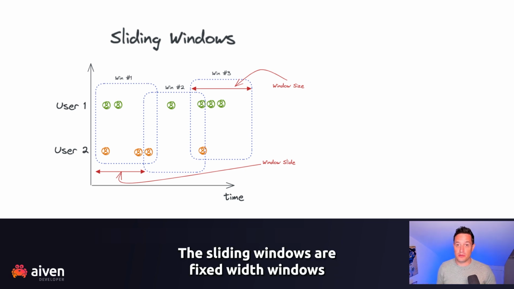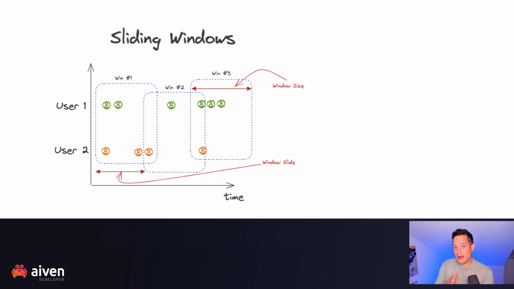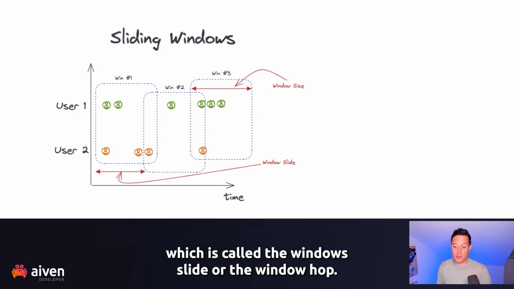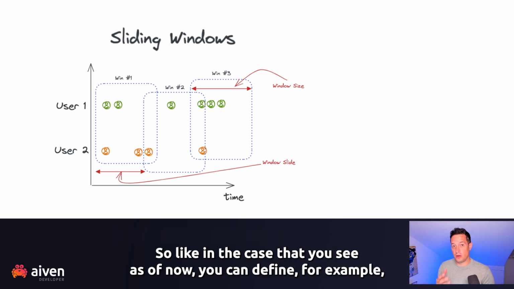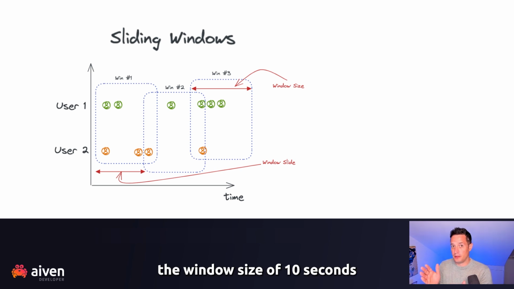The sliding windows are fixed width windows, where you can define the window size, and then you can define the lag between the current window and the next window, which is called the window slide or the window hop. So, like in the case that you see as of now, you can define, for example, the window size of 10 seconds and the window slide of 8 seconds.